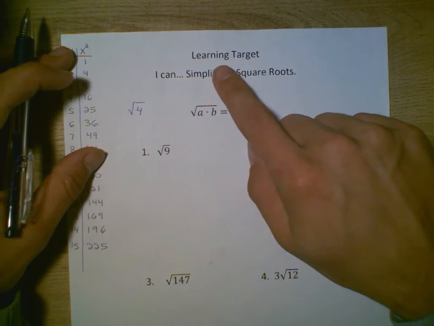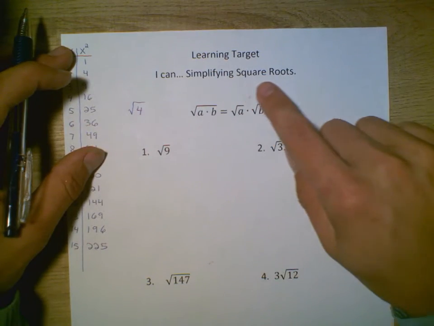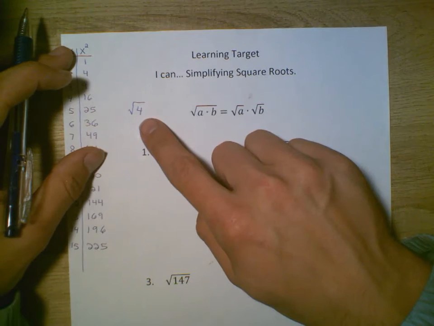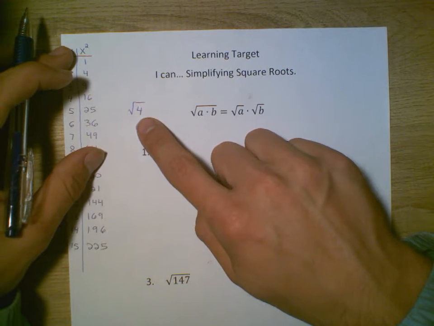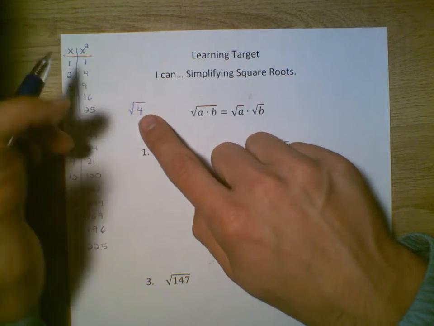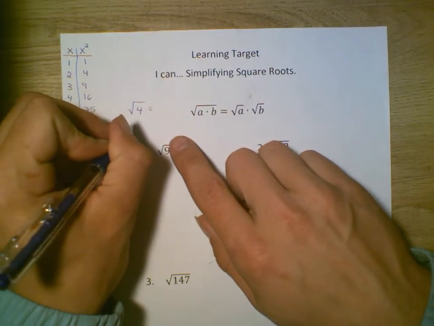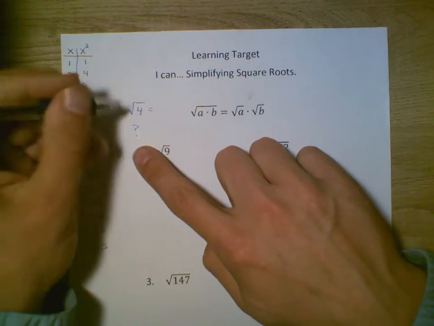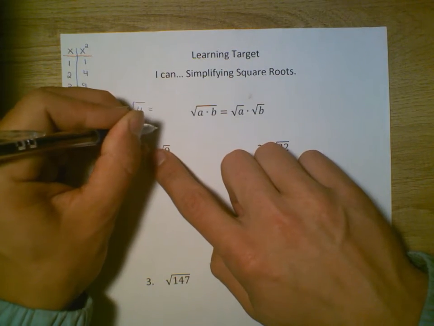In this video, the learning target I'm going to talk about is I can simplify square roots. So we're going to start with the square root of 4. What a square root is asking you is, what is the number that when you square it gives you a 4?